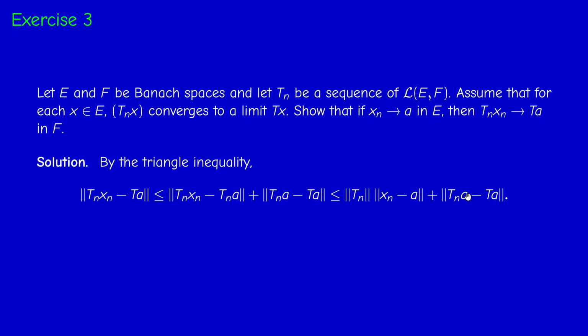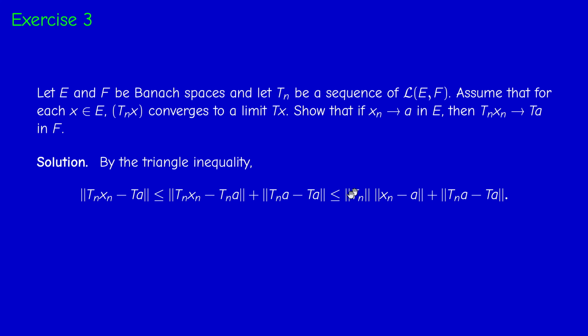This term tends to 0 because, by assumption, Tn of x converges to a limit Tx for every x. So in particular, Tn of a converges to Ta, so this goes to 0. Now what about xn? Xn converges to a, so this term converges to 0. But what about the norm of Tn? It's possible, in general, that if this term tends to 0, this term could tend to plus infinity. In this case, the product does not tend to 0.